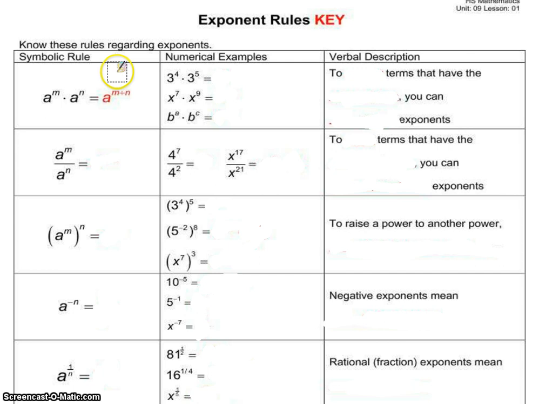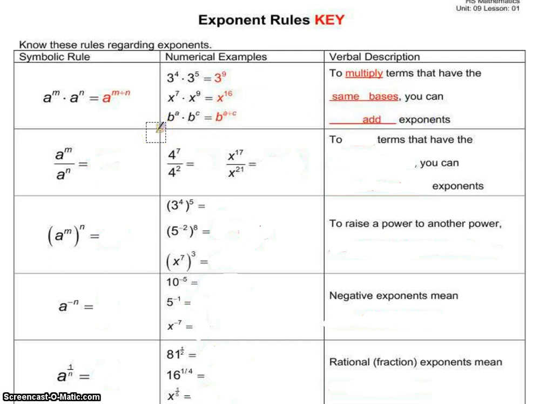Looking at the numerical examples, 3 to the 4th times 3 to the 5th should give me 3 to the 9th. Now what about x to the 7th times x to the 9th? If I add my exponents, I'm going to get x to the 16th. And for the last one, because that's kind of abstract, I'm going to get b to the a plus c, whatever a and c are. So that tells me my verbal description: to multiply terms that have the same base, you can add the exponents.